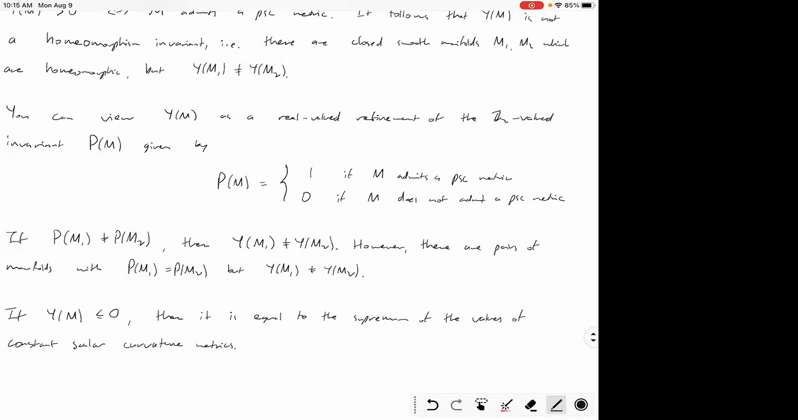If it's positive, that's not true anymore because there are constant scalar curvature metrics which aren't Yamabe metrics. But if you replace constant scalar curvature with Yamabe, it is true. Okay, so the sign doesn't change with this definition, but the value will. So if you know that you don't have positive scalar curvature, you can just look at this set of constant scalar curvature metrics, and that's enough to compute the Yamabe invariant.